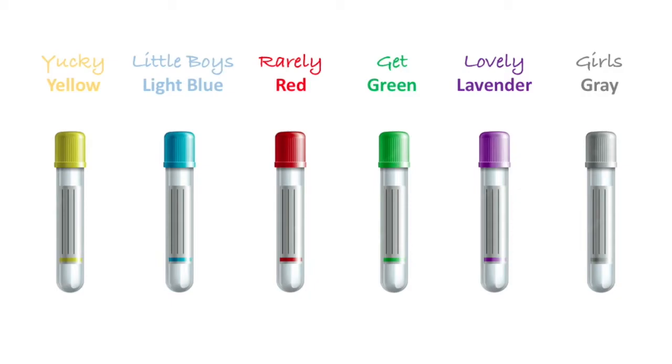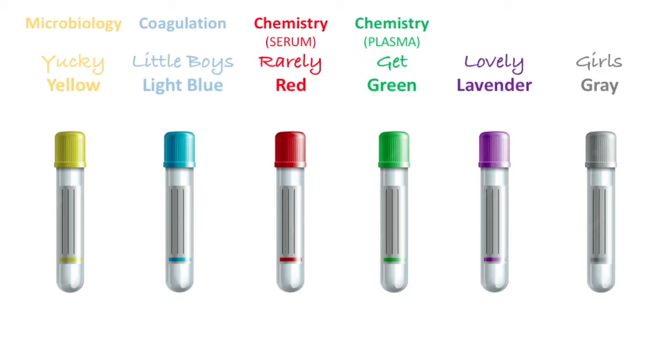We also need to think about the departments these tubes belong to. So our yucky yellows go to microbiology, our little boys light blue goes into our coagulation, and our reds and greens are in chemistry, our lovely lavender goes to hematology, and our gray is also a chemistry tube, but it's just a little bit different in how the gray tubes work. We will get there next.